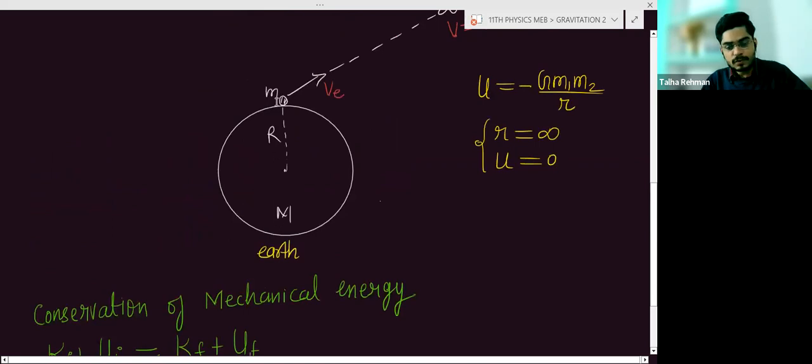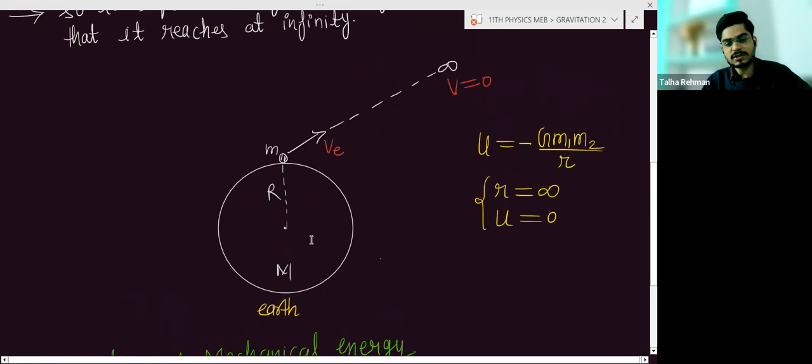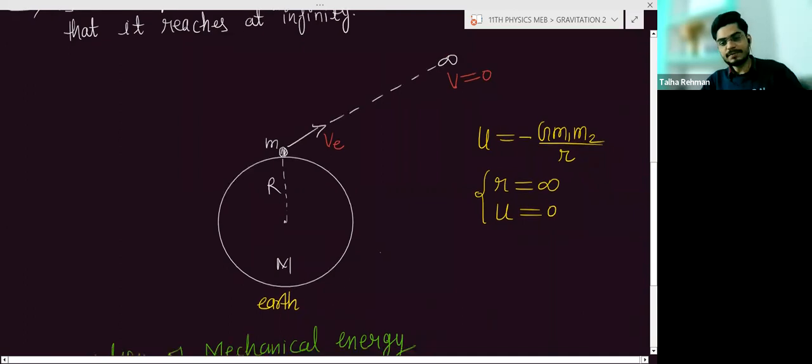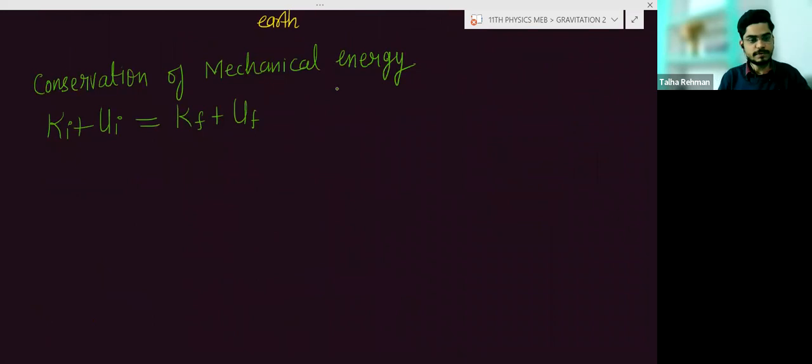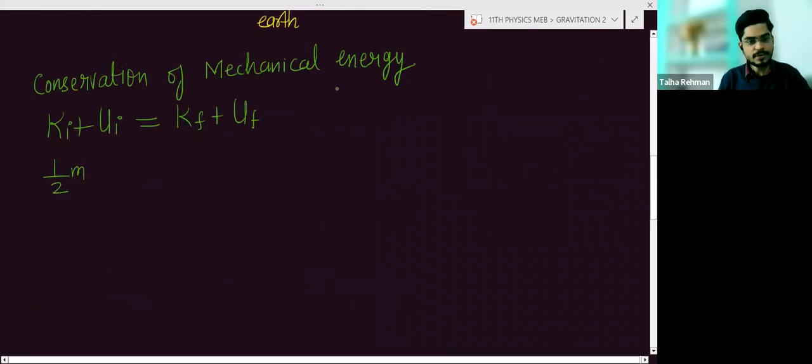So what is the initial kinetic energy of this system? Earth is at rest. We are assuming that Earth is not moving. So there will be the only kinetic energy. This mass will have the kinetic energy half m into v_e square.